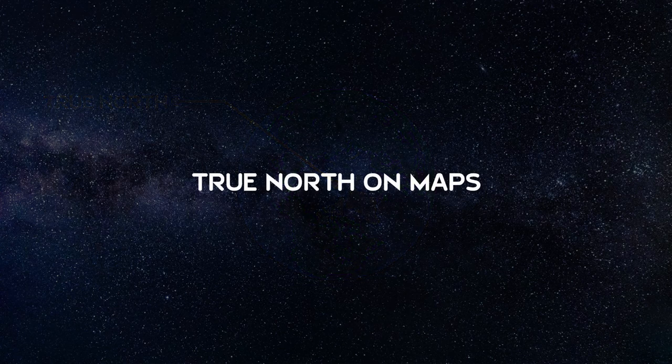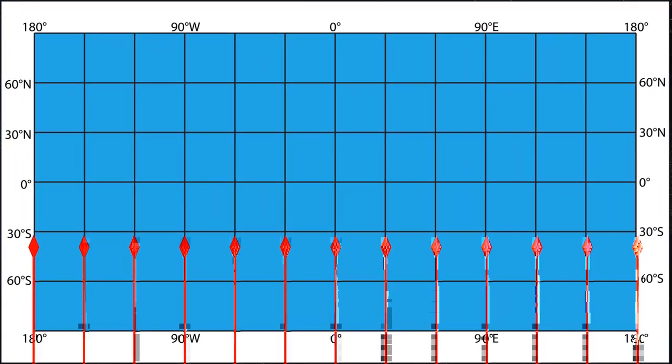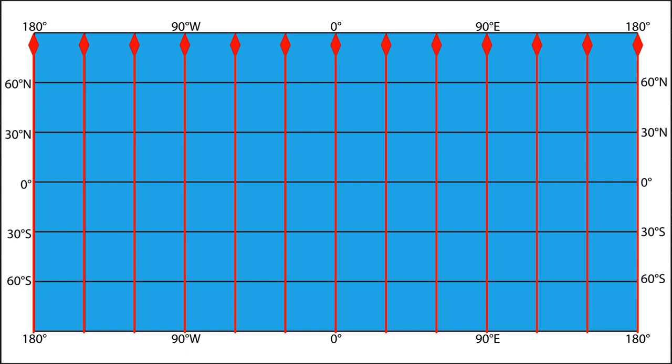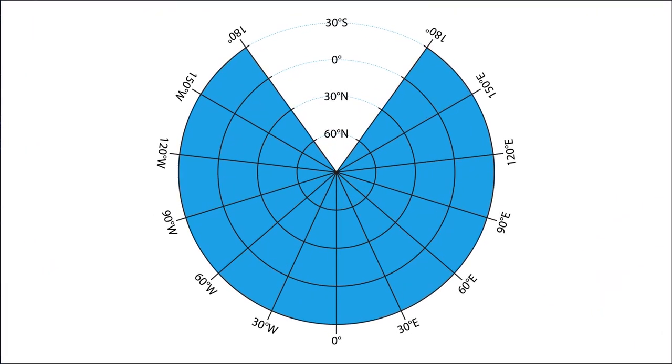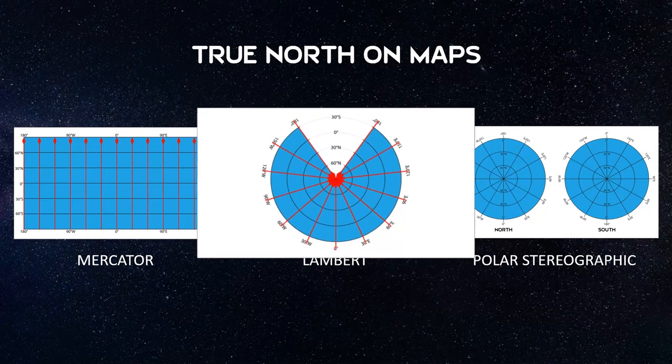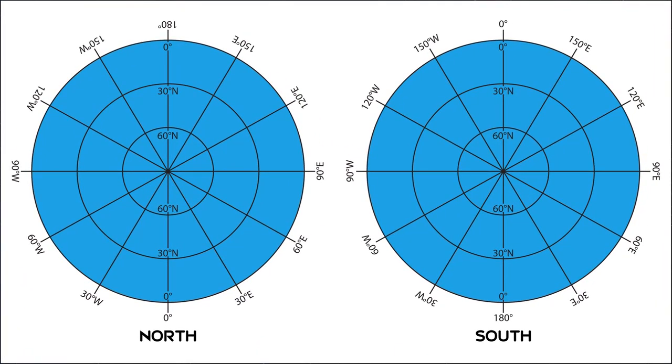True north on maps. For Mercator map, true north is toward the top of the map along all longitude as shown on the screen. For Lambert map, true north is toward the center of the map along all longitude. For polar stereographic map, North polar stereographic, true north is converging toward the center of the map along all longitude, and south polar stereographic map, true north is emanating outward from the center of the map along all longitude.